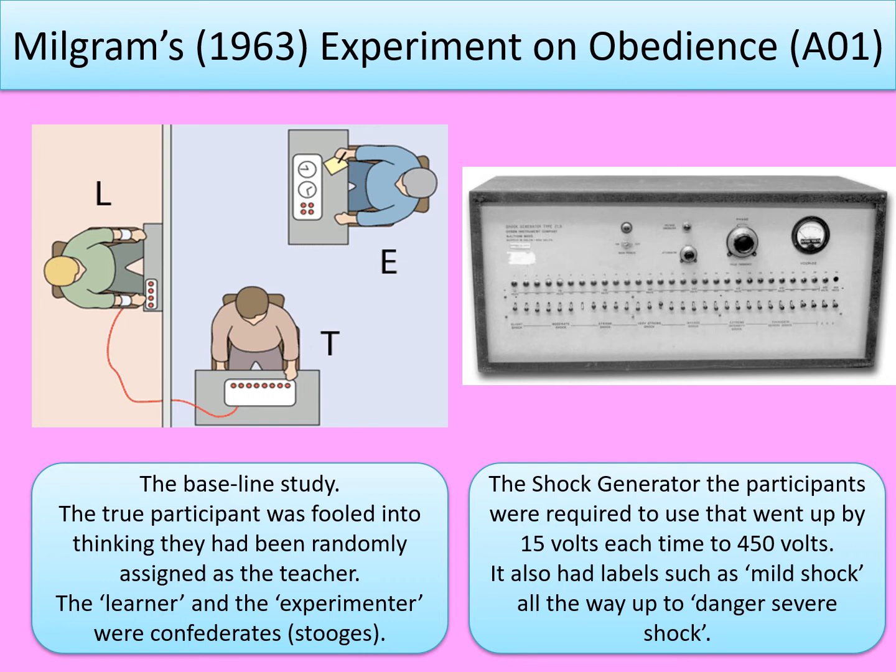At 300 volts, the learner would start screaming their head off and asking to be let out, and at some point they would then go silent as if they'd passed out or died. And Milgram and his researchers wanted to find out whether the participants would keep obeying instructions from the legitimate authority figure.